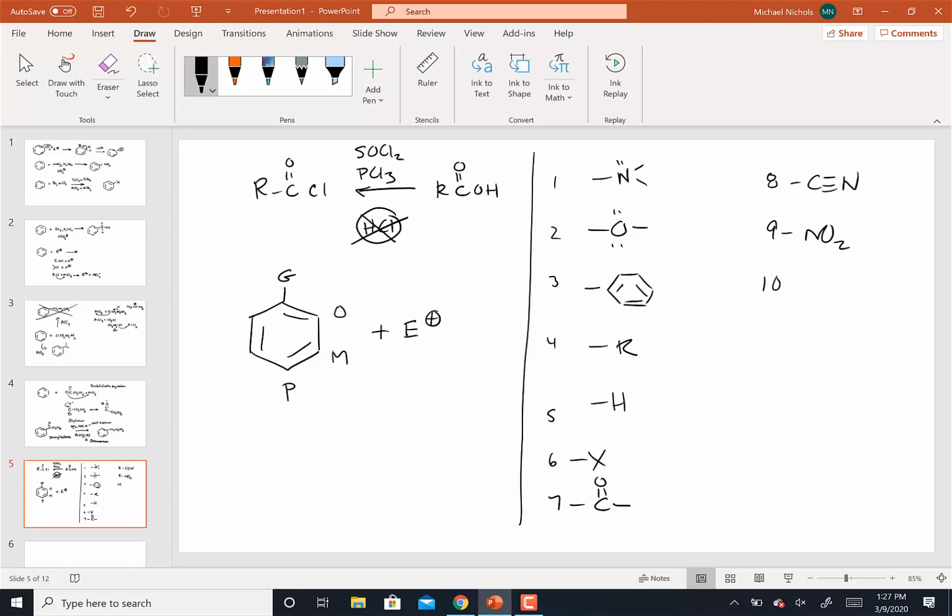And I'm going to add 10. Number 10 is going to be a nitrogen with three alkyl groups attached to it, which gives the nitrogen a positive charge. Halogen withdrawing by induction is weak. Then carbonyl, C triple bond N, nitro, and then what's called ammonium. Those decrease the rate of reaction of the benzene.